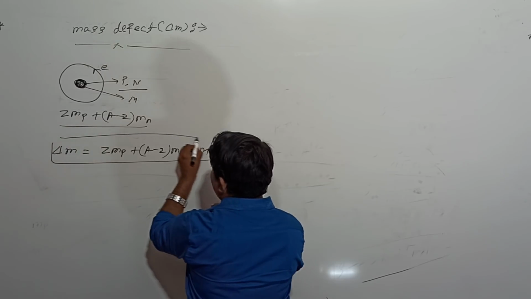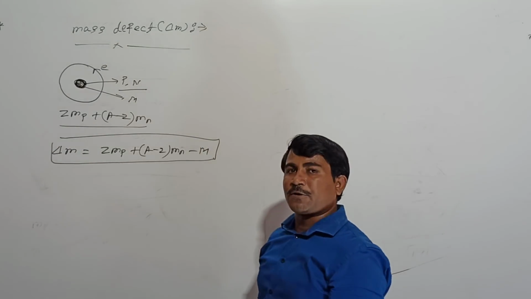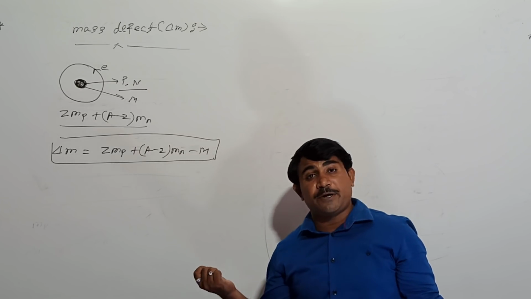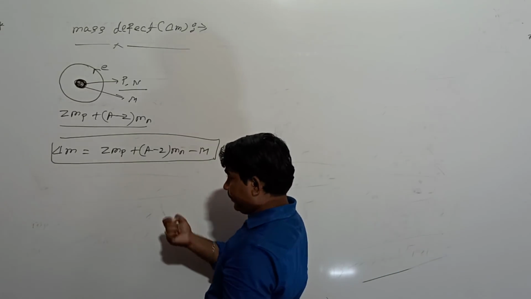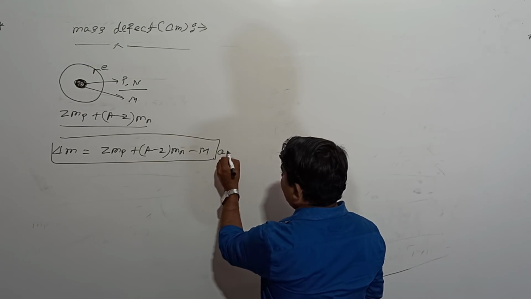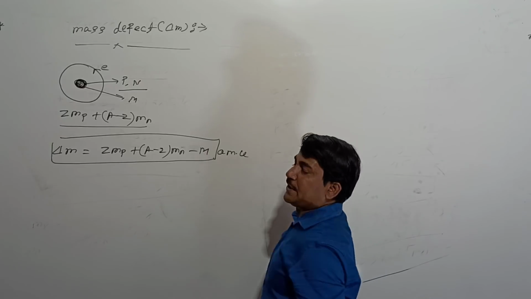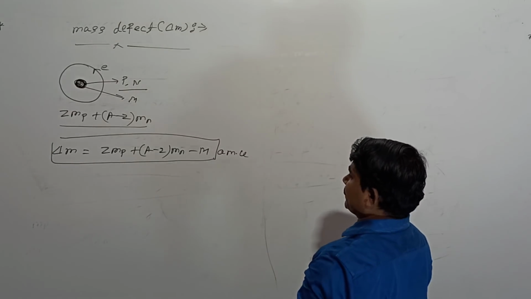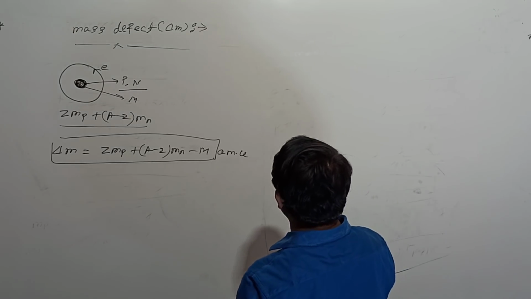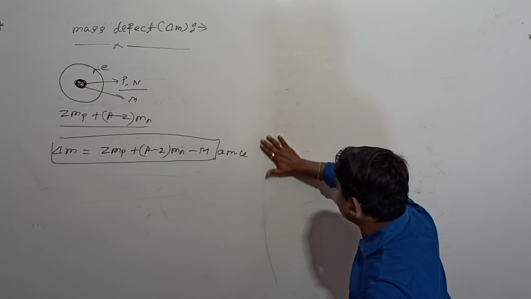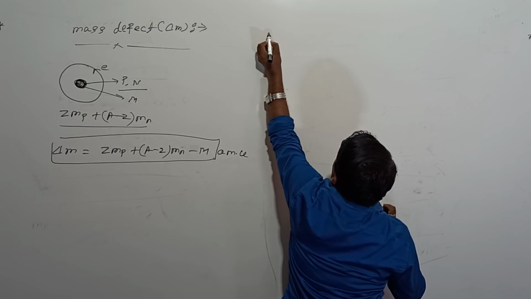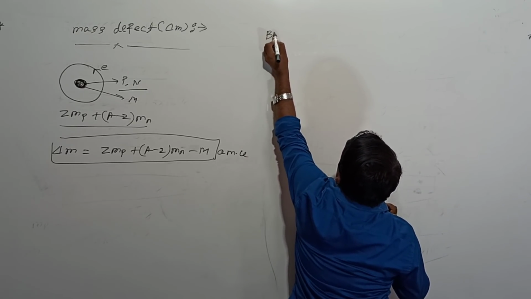Generally, this mass defect is represented in terms of atomic mass unit, because nuclear mass is very small as compared to a kilogram. That's why mass defect is represented in terms of atomic mass unit. After this, we need to study one more physical quantity that is very important regarding the nucleus, that we are calling binding energy.